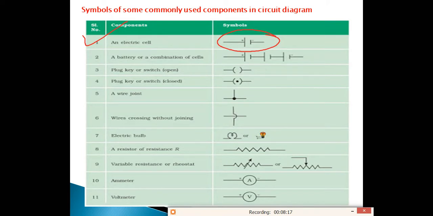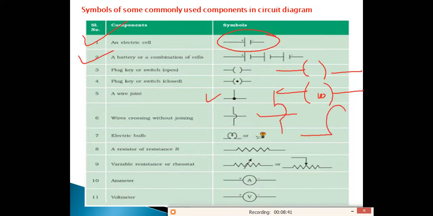If 2 or 3 cells are there, then it's a battery. Next, if the plug key is on or it's open, then the symbol will be like this, and if it is closed, then one dot will be there in the center. Wire joint, this diagram is there, you can see over there. Wire crossing without joining, so for that you will draw one line and you have to draw like this.